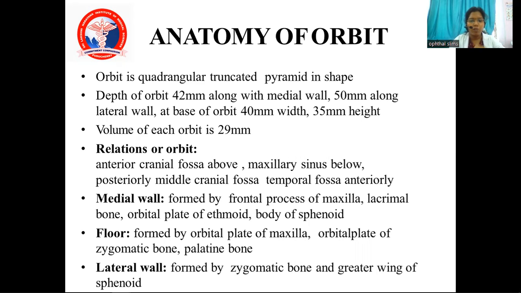The medial wall is formed by the frontal process of maxilla, lacrimal bone, orbital plate of ethmoid bone, and the body of sphenoid. The floor of the orbit is formed by the orbital plate of maxilla, orbital plate of zygomatic bone, and palatine bone. The lateral wall of the orbit is formed by zygomatic bone and the plate of sphenoid.